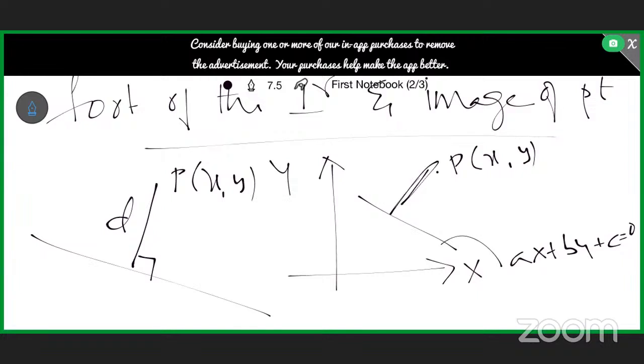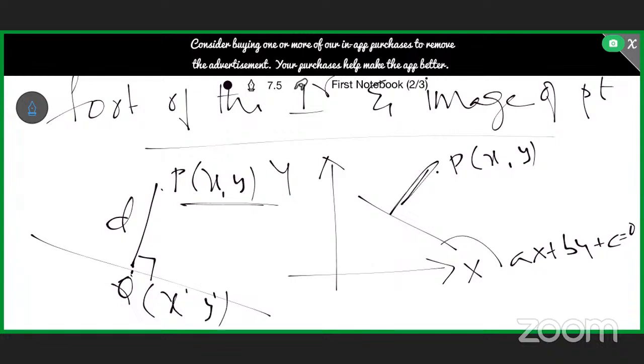So we draw a perpendicular from the point to the line, and that length of the perpendicular gives me the distance of the point to the line. Now, see, this is the perpendicular. The perpendicular tip has got a point P(x, y). The end point of this perpendicular meeting the line is nothing but the foot of the perpendicular. Let us take it as (x', y').